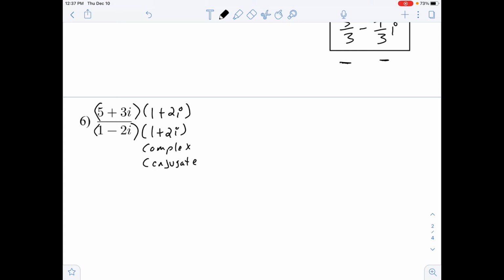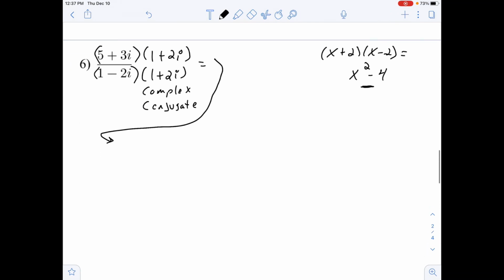And the reason why we do that is because if you recall, when you multiply with the difference of squares, when you did polynomials, if you have x plus 2 times x minus 2, the middle terms cancel out, the x term. So this just becomes x squared minus 4. The x part in the middle is gone because it's plus 2x and minus 2x. Well, that's exactly what's going to happen here. The part with the i by itself is going to disappear. So I'm going to go ahead and multiply that down over here.